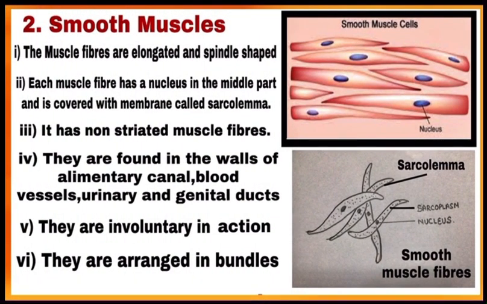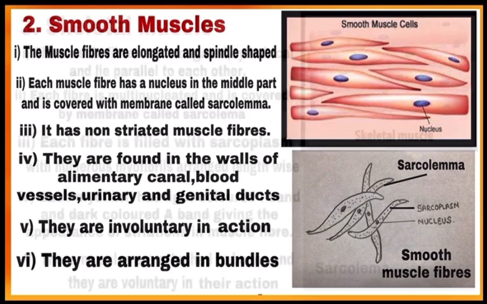Second, smooth muscles. Note the characteristic features in the picture. The smooth muscle fibers are elongated and spindle shaped. Each muscle fiber has a nucleus in the middle part and is covered with a membrane called sarcolemma. These muscle fibers are non-striated. No striations are present in smooth muscle fibers and they are found in the walls of alimentary canal, blood vessels, urinary and genital ducts. These muscles are involuntary in their action and they are arranged in bundles. Along with these features, draw the diagram of smooth muscle fiber as shown here.